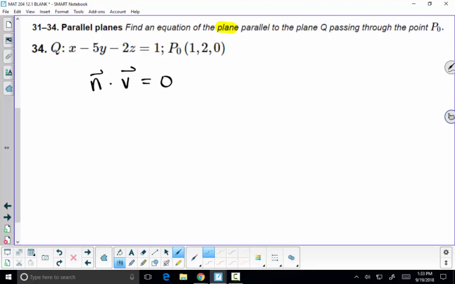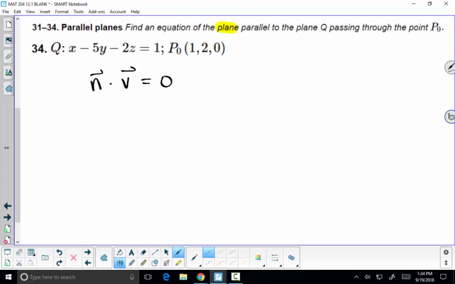Do you have to use the normal vector? Yep. If their plane is parallel to plane Q, they have the same normal. So you're going to choose your normal vector to be 1, -5, -2. And then your displacement vector is just off that point. Yep. And then combine your like terms and put the constant on the right.